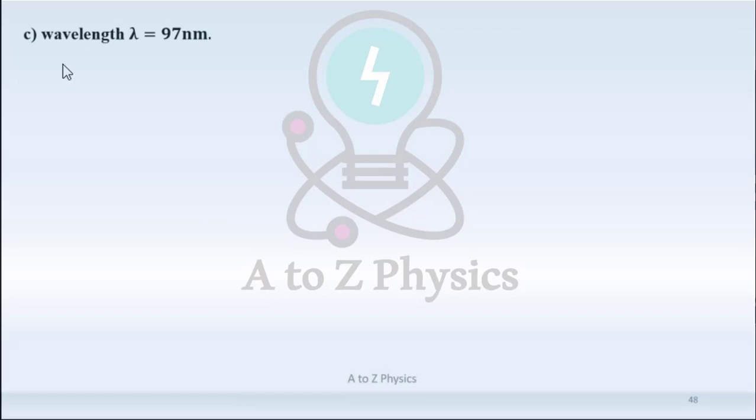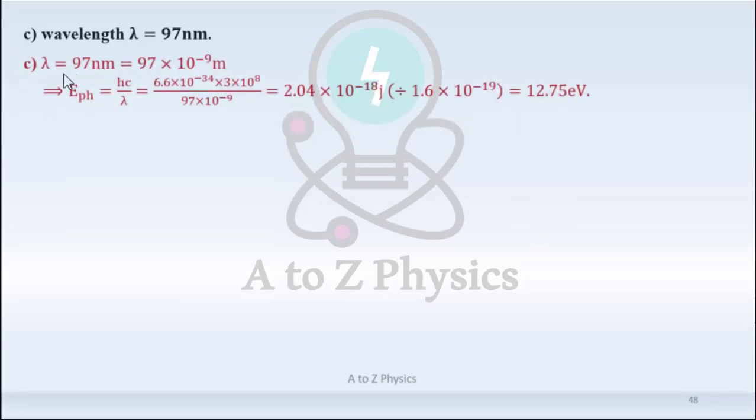Part C, if the wavelength of the received photon is 97 nanometer, first we need to calculate the energy of the photon, which is equal to hc over lambda. By calculating it, we will have 2.04 times 10 power minus 18 joule. Converting it into electron volt, we will have 12.75 electron volt.